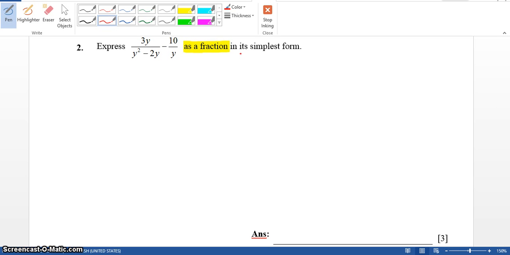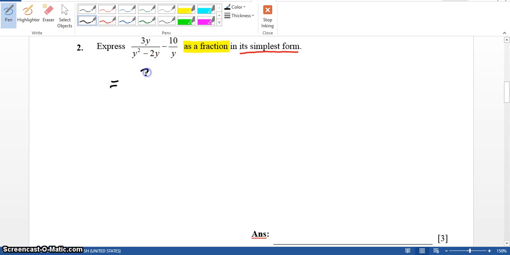And for its simplest form, I will try to gather whether the numerator and denominator has any common factors. If there are, I can actually cancel them out and make it in a simpler form. So the golden rule of this kind of question, it has a subtraction of fractions. So before I start subtracting, I must make sure that the denominators are the same first, or rather are they common.